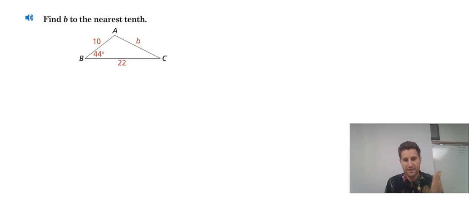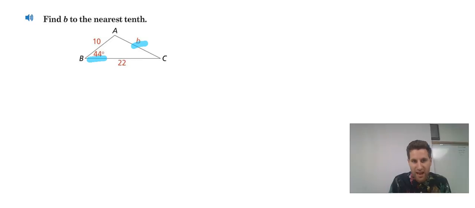We're finding b to the nearest tenth. There is no 90-degree angle, which means I cannot use Pythagorean theorem, I cannot use special right triangles, and I cannot use SOHCAHTOA. Also, law of sines doesn't work here either. Law of sines requires opposite angles and opposite sides. So if I want b, I could do sine 44 over b, but then I would need the sine of a or the sine of c to complete this, so it's impossible.